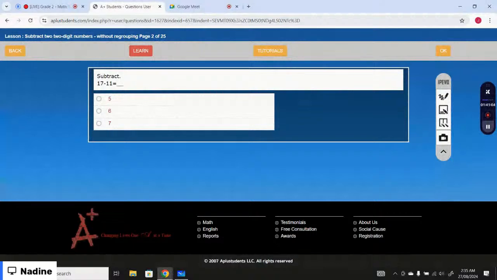17 take away 11, which is the correct option? 17 take away 11 is, yes, 6 it is. 17 take away 11 is 6. Option number 2 is the correct option.